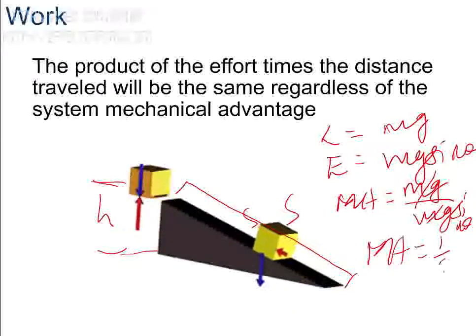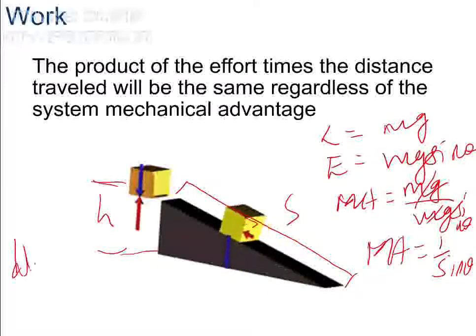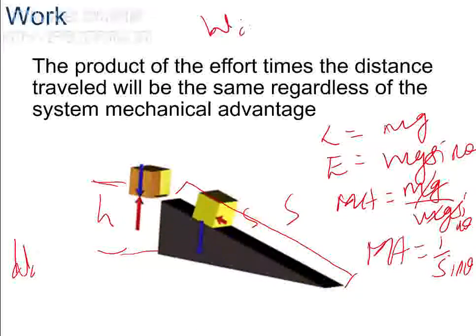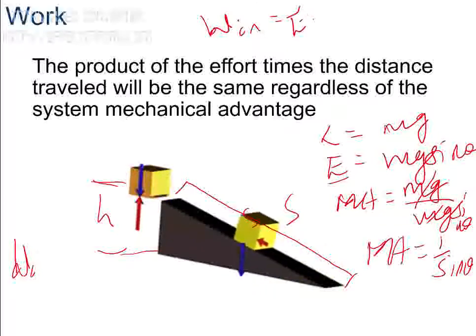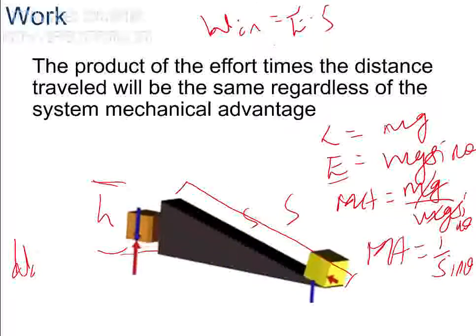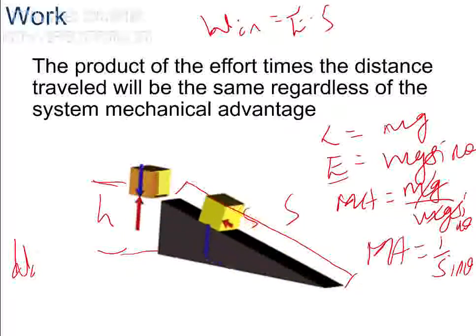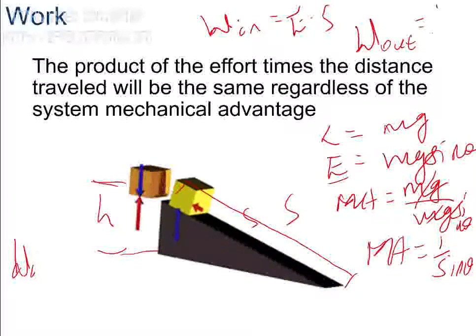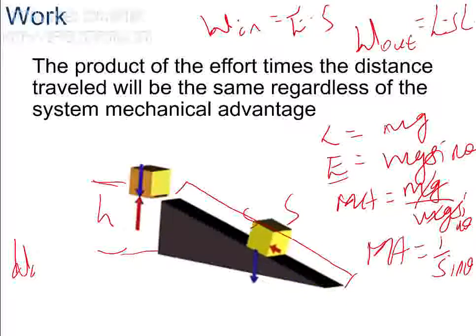1 over sine theta. And if you are asked to calculate work in, that means the input work done, is equivalent to effort times what? Distance moved by the effort. Distance moved by the effort is from this up to this point. Work out is equivalent to what? Load times what? Distance moved by the load. Distance moved by the load is from this up to this, that is h.